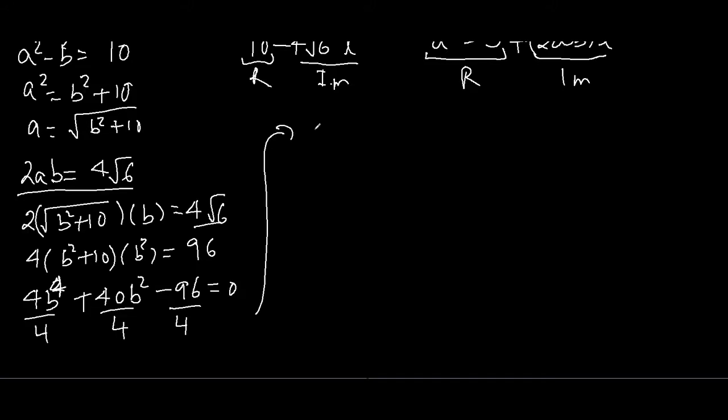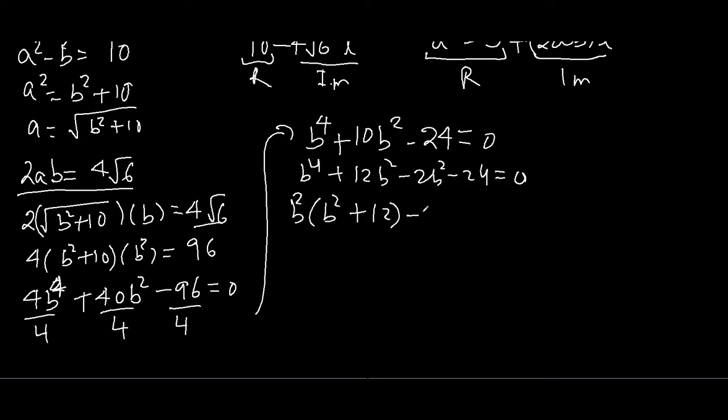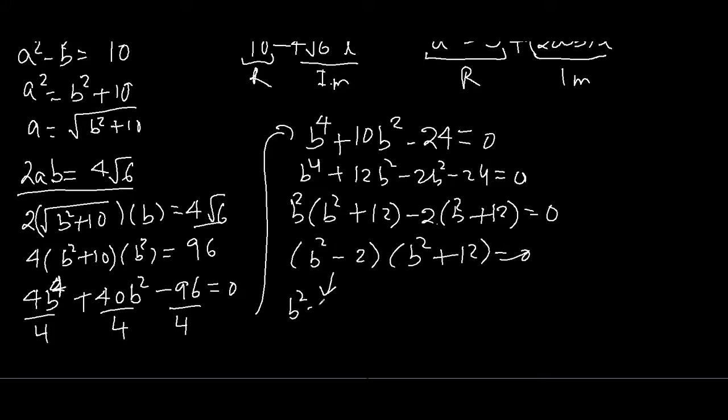So it becomes b^4 + 10b^2 - 24 = 0. So this gives us b^2 = 2, and this gives us b^2 = -12. Since they said a and b both are real and exact, this can't be our answer. It is not real, because the square root of a negative number would be complex. So we can't use it. So this gives us b = ±√2.